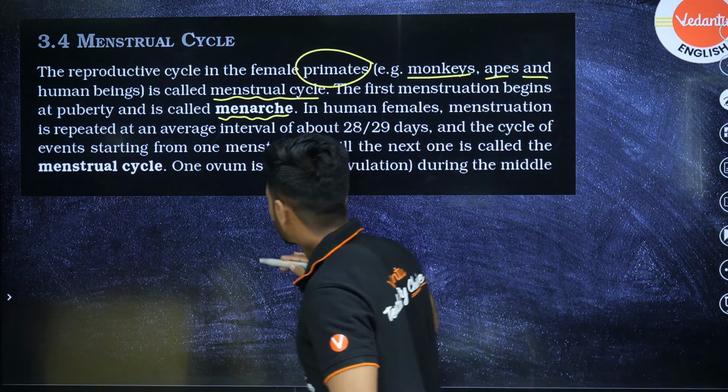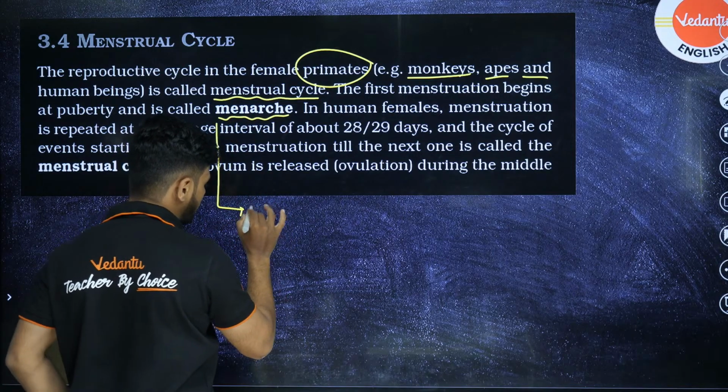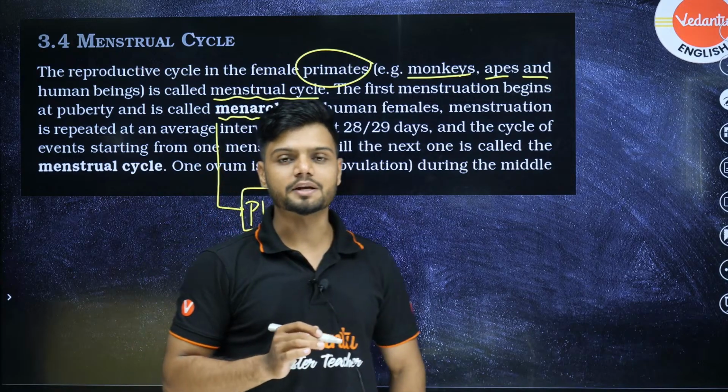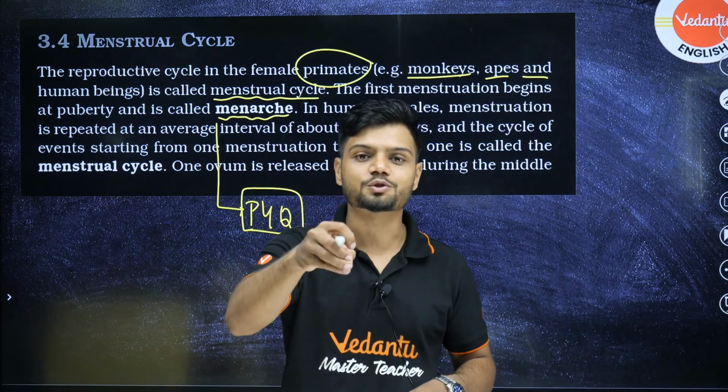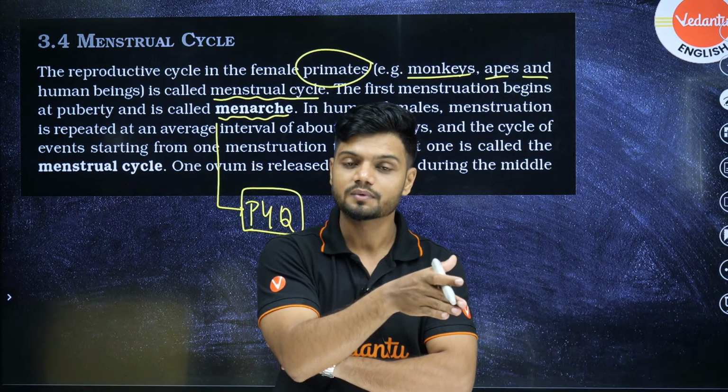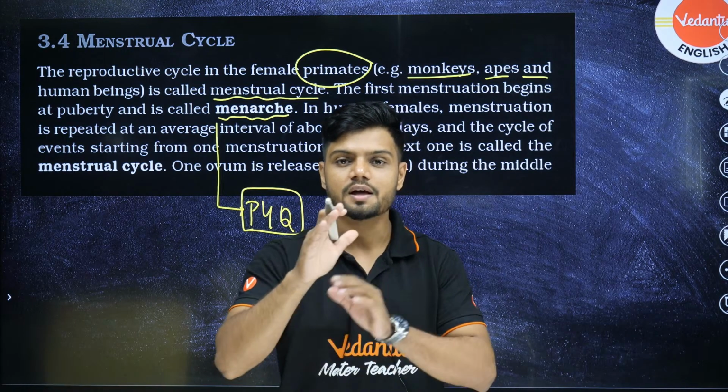Write down, all of you. This is a very good question. It has also been a PYQ question. The start of the menstrual cycle is called menarche. Now tell me, what do you call the end of the menstrual cycle? The end of the menstrual cycle is called menopause.